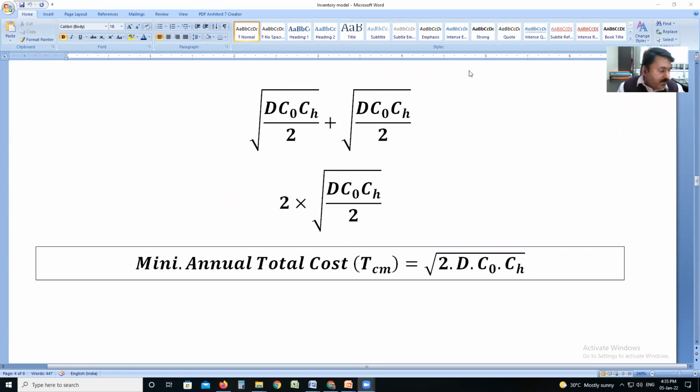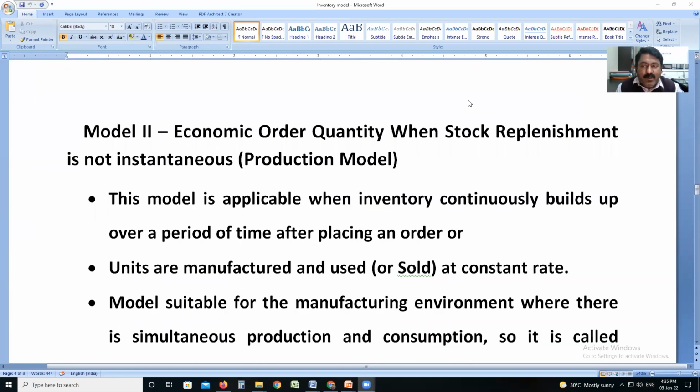So, friends, this is about the very basic model. Now let us proceed further. Model number 2. We will take model number 2 and then go for some numericals. Model number 2: economic order quantity when stock replenishment is not instantaneous. In the first model, friends, we discussed when the stock replacement is instantaneous, zero lead time, no time is required for replenishment of the stock. In the second case, it is not so. So this is model number 2, EOQ when stock replenishment is not instantaneous.